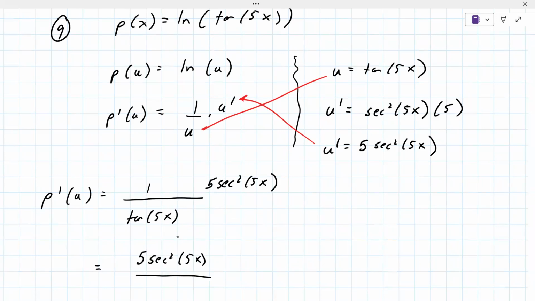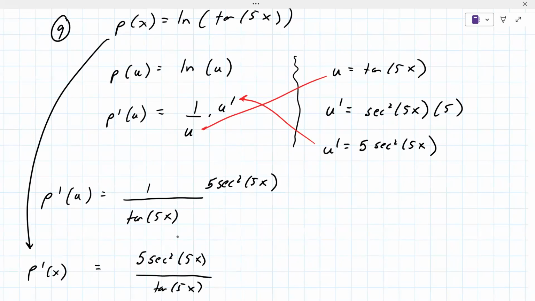It doesn't even matter to me here. So I'd be okay with this. And then it's p prime of x as your final answer, like that. Okay, that makes sense.